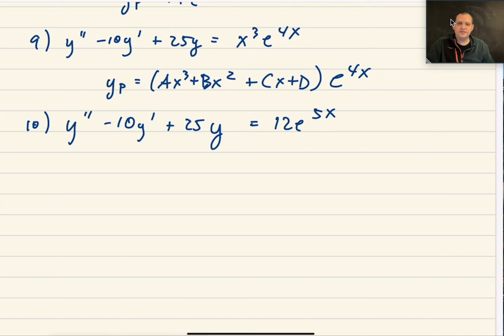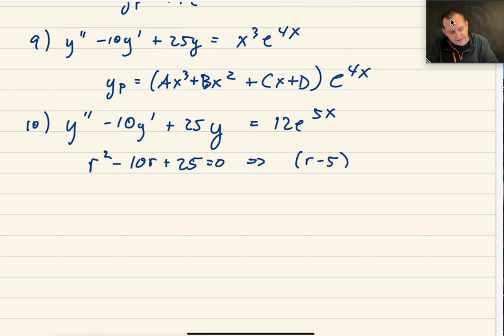So one of the things that I glossed over before that I should have spent some time on was thinking about the characteristic equation of the associated homogeneous equation. So we have r squared minus 10r plus 25 equals 0. And this means that this is going to be r minus 5 squared equals 0. And so our solution is going to be r equals 5, and it's a solution of multiplicity 2.